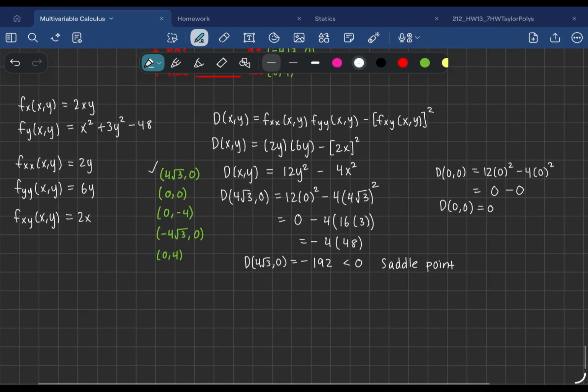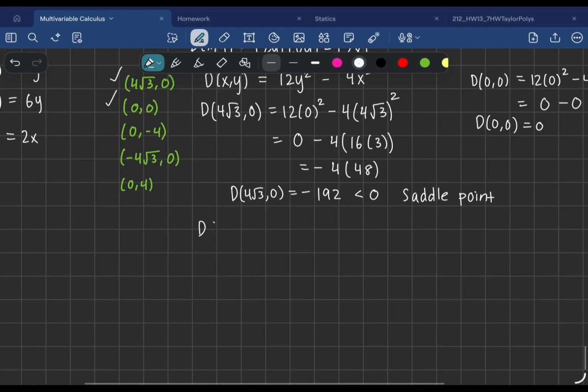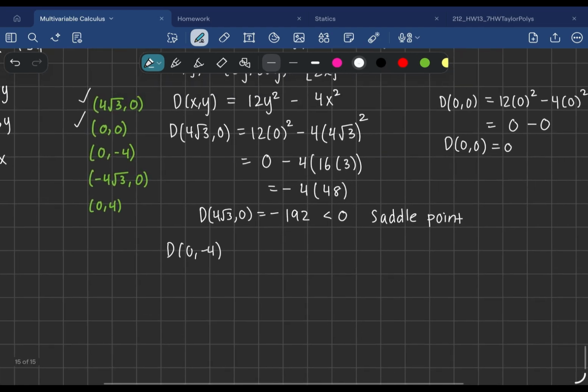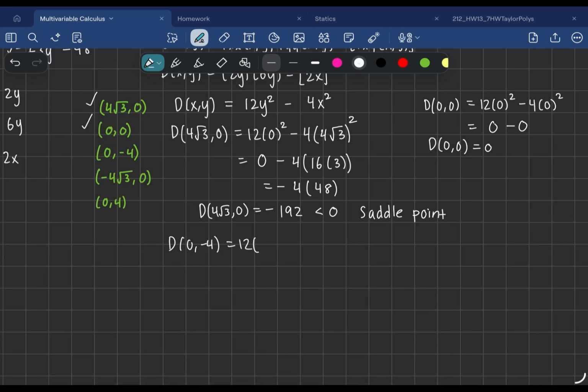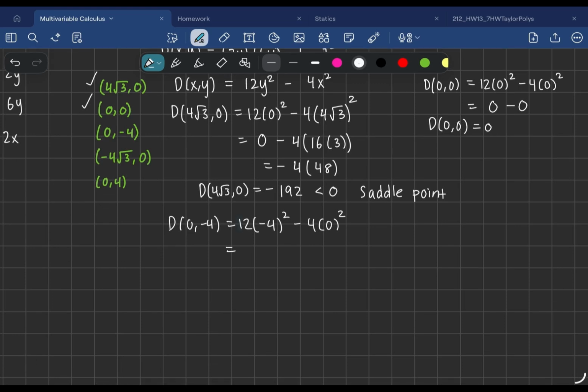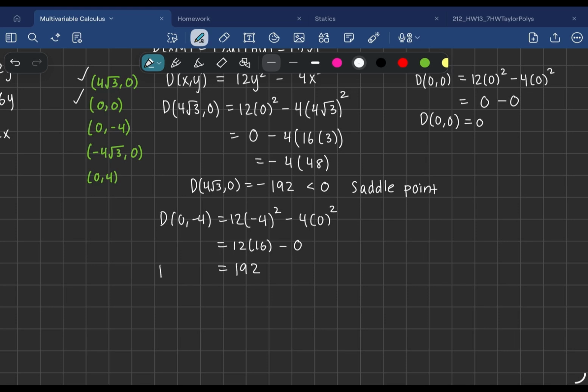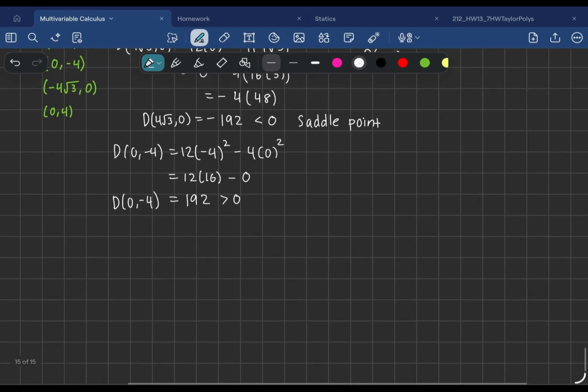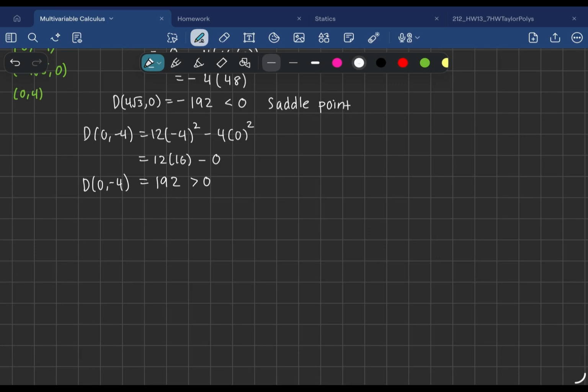So that one's done. And now we're going to move on to the third one. D of 0, negative 4 is going to be 12 times negative 4 squared minus 4 times 0 squared. 4 squared is going to be 16, and 4 times 0 squared is going to be 0. 12 times 16, you're going to get 192. So there you go. And 192 is greater than 0. When your discriminant is greater than 0, we will know that you have two options. It's going to be a relative maximum or a relative minimum.